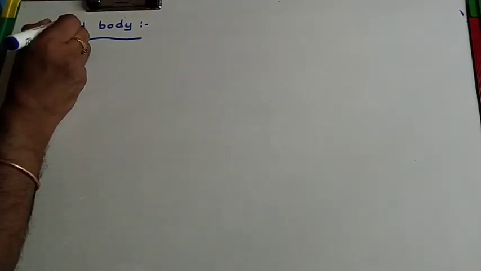First tell me, what is a rigid body? In a rigid body, the distance between different particles does not change, even when the body is in motion. Under the influence of an external force, a rigid body executes two kinds of motions: one is translatory motion and another one is rotational motion. Now let us go for discussion point by point.